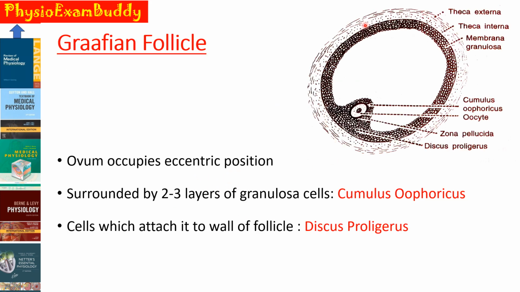Next, about the Graafian follicle. In the antral phase, the granulosa cells secrete the fluid, resulting in the formation of a cavity known as the antral cavity, and this results in the formation of the Graafian follicle. Next, about the structure of the Graafian follicle: you can see here that the ovum occupies an eccentric position, and it is surrounded by 2 to 3 layers of granulosa cells, which is known as the cumulus oophorus. The cells by which it is attached to the wall of the follicle are known as the discus proligerus.